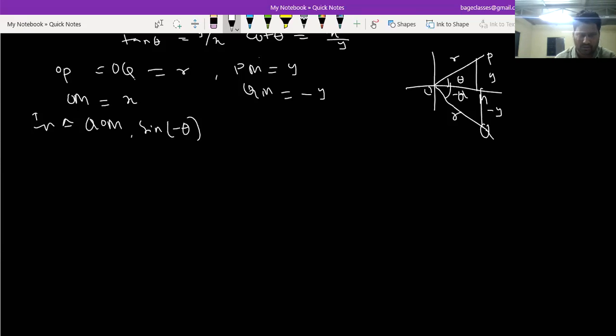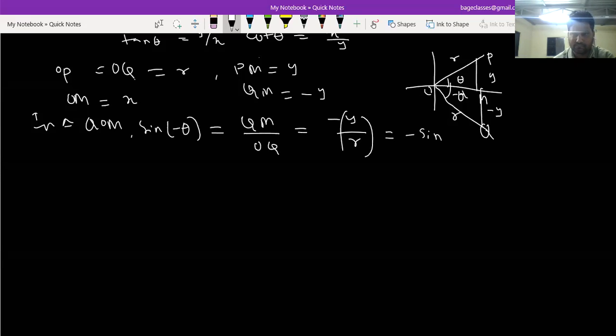So sine of minus theta is now. The definition of sine is opposite by hypotenuse. Your opposite is QM and hypotenuse is OQ. Then QM is equal to minus Y, OQ is equal to R. In the previous triangle, you know that Y by R is sine theta. So minus Y by R is minus sine theta. So we got sine of minus theta equal to minus sine theta.